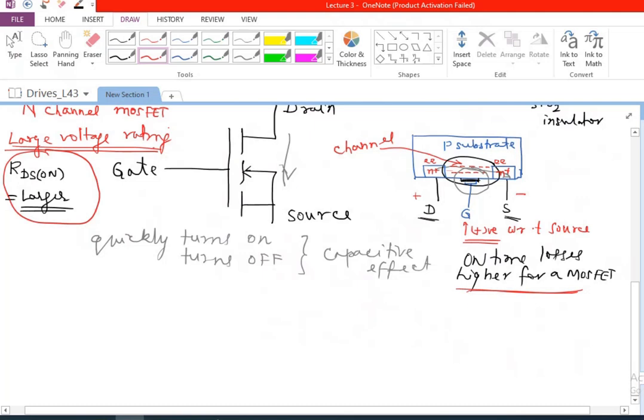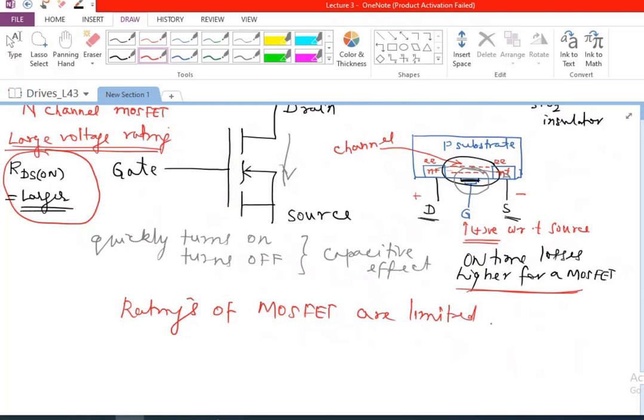And also, if we have to make the MOSFET for larger rating, this channel length has to be increased further and further, and the device becomes too unwieldy. So that is the reason why the ratings of MOSFET are limited. And when we look at this kind of MOSFET, one major problem normally what we see is that if the losses are higher, you will require a larger heat sink also.